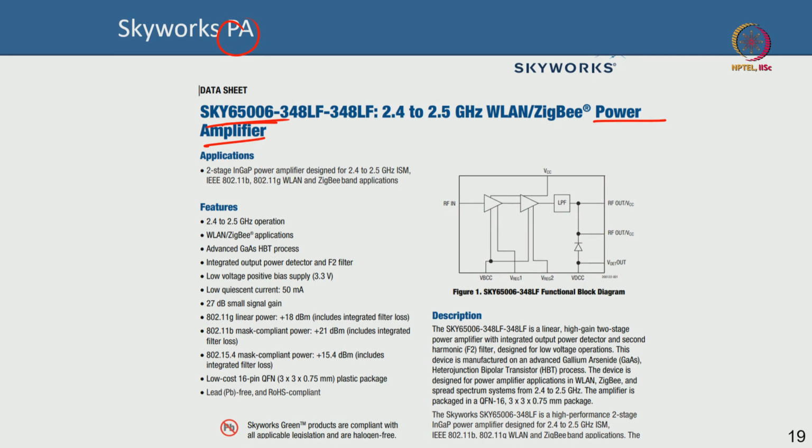And what is this power amplifier? This goes in 2.4 to 2.5 gigahertz operation, but what is the device technology? The device technology is indium gallium phosphide. Can you see that? Indium gallium phosphide power amplifier. What is this indium gallium phosphide transistor? Is it a field effect transistor? No, it is not a field effect transistor. It is a heterojunction bipolar transistor. This is from the Skyworks data sheet.